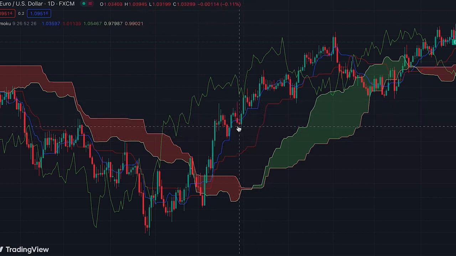Here also, as you can see, this 9 period line is moving faster and very close to the price action, but this 26 period line, this red line, is moving slower and lags behind the blue line.